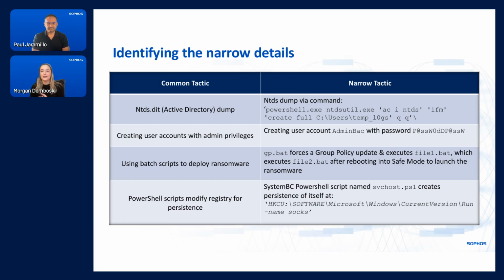Furthermore, lots of user accounts across incidents are created with admin privileges, but a much narrower subset are created with the username admin BAC and that specific password. Continuing down that trend, using batch scripts to deploy ransomware is very common, but seeing the same batch files executed in the same order and performing the same functions is more notable. Lastly, modifying the registry is a common persistence tactic, but seeing a PowerShell script dropped by the malware system BC, specifically creating a run key named SOCs, is a more trackable tactic.